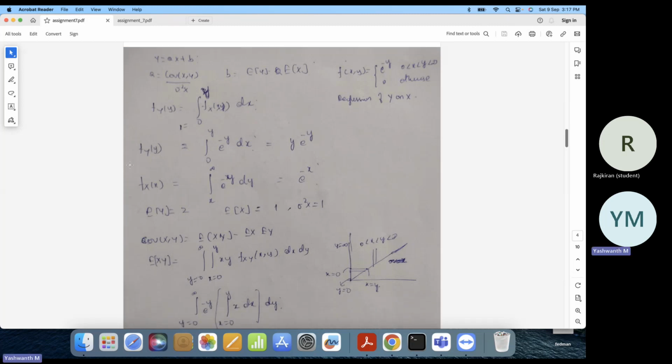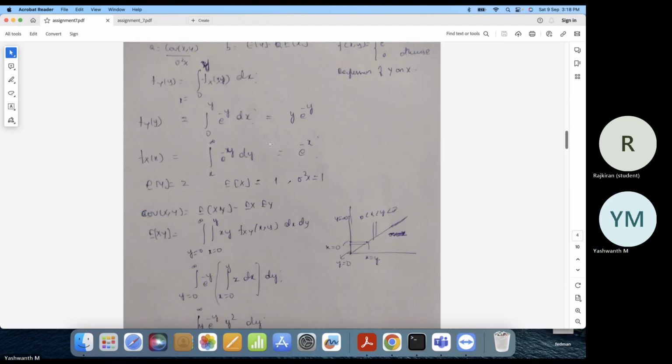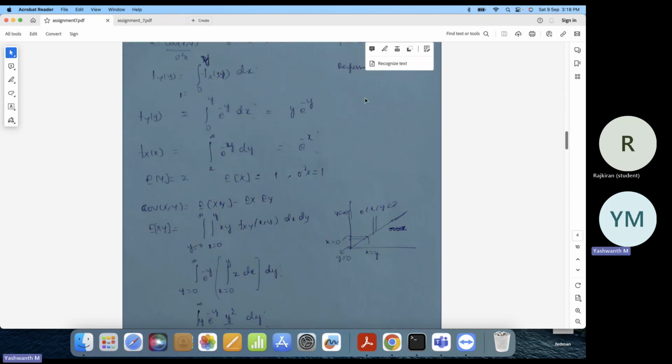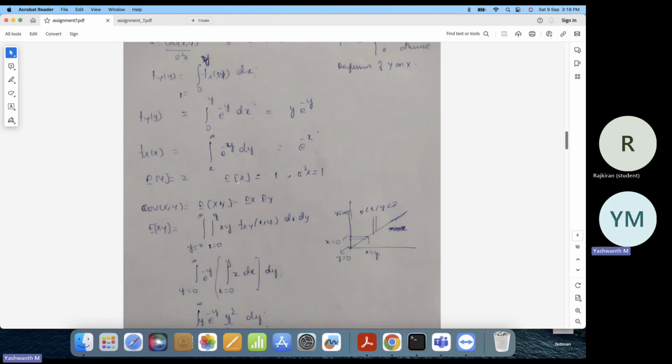And f_X of x, same thing, but now integrate with respect to y, where y goes from x to infinity. That is nothing but e power minus x. Okay, and now E of y is 2, and you can check that it is 2. And E of x is 1, and variance of x is 1, because x is exponentially distributed and y has a gamma distribution.